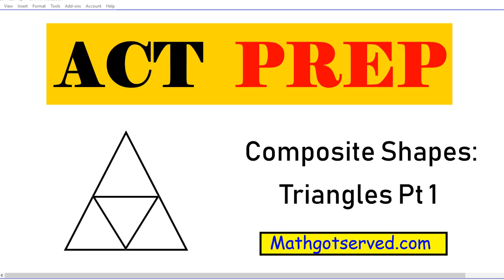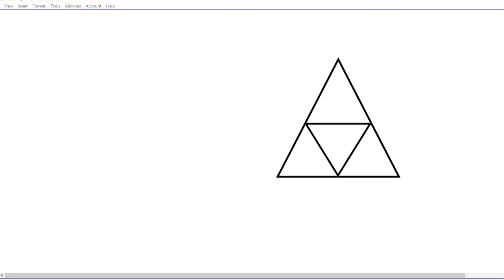In this clip we're going to be going over part 1 of our composite shapes ACT prep puzzle. We're going to be looking at composite triangles. Alright, the question is as follows. So considering this composite triangle right here, the question is how many triangles do you see? How many triangles do you see?